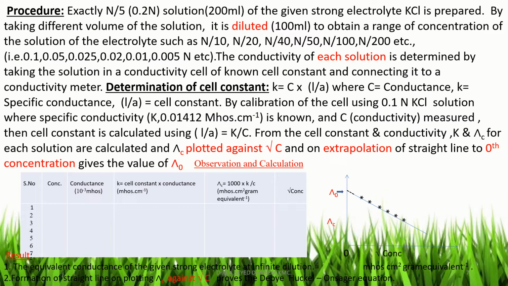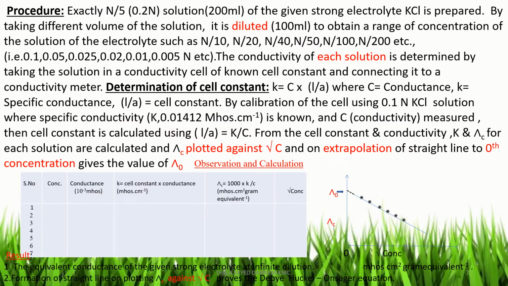In this way we can calculate the lambda 0 value, and the formation of a straight line on plotting lambda c against root c proves the Debye-Onsager equation. So the result of the experiment is the equivalent conductance of the strong electrolyte at infinite dilution. That is one result. Another result is that the formation of a straight line on plotting lambda c against root c proves the Debye-Hückel-Onsager equation. These are about the determination of lambda 0 of a strong electrolyte and verification of the Debye-Hückel-Onsager equation.